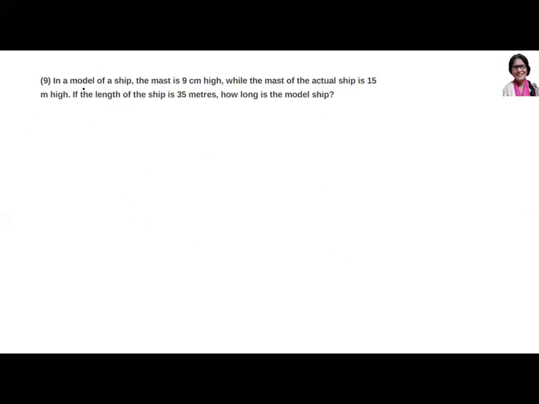A model of ship mast is 9 centimeter high, while the mast of the actual ship is 15 meter high. If the length of the ship is 35 meter, how long is the model ship? So there is a ship here, and its model is given here. In the model ship, the mast is 9 centimeter high, and in the actual ship, it is 15 meter.